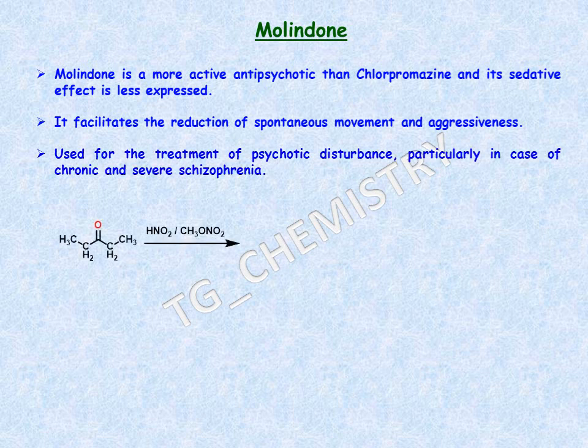Now, the synthetic strategy of molindone first initiated with the nitrosation of dialkyl ketone using nitric acid or methyl nitrite. Now, here the dialkyl ketone is specifically to be mentioned as pentan-3-one. Then it will give the nitrosodiethyl ketone as the product, which you can see over here.